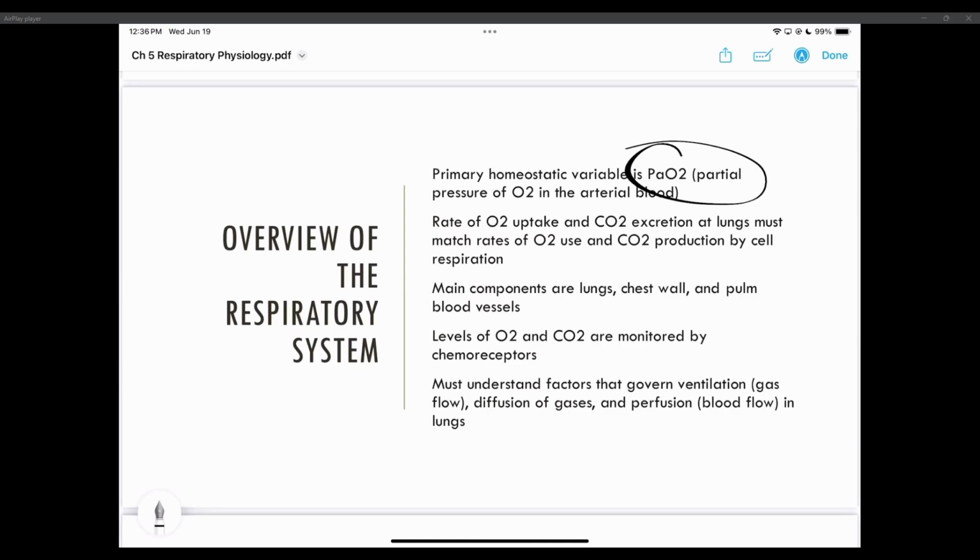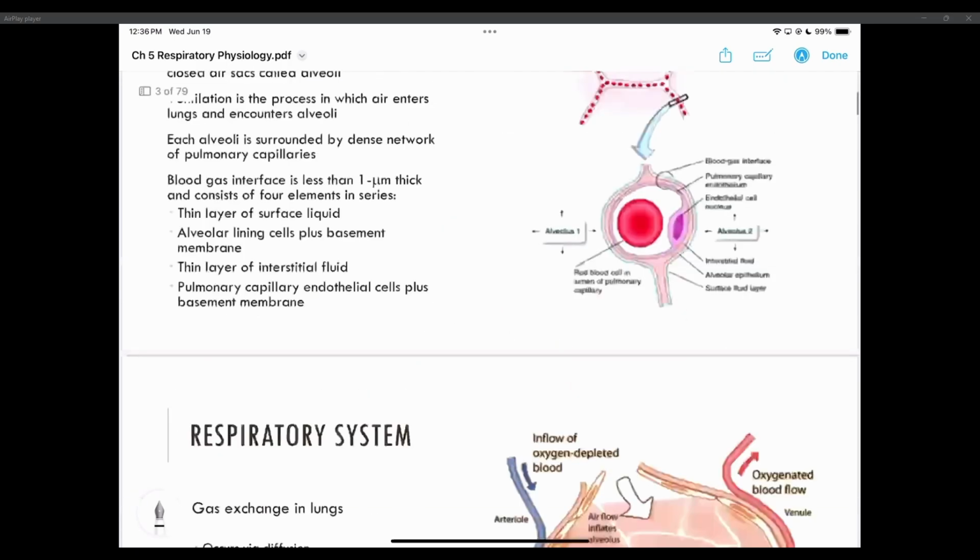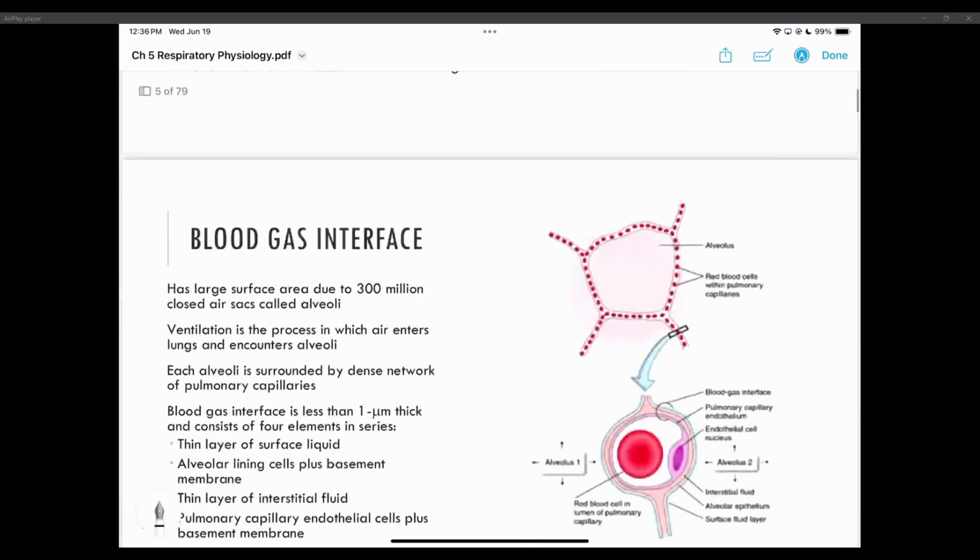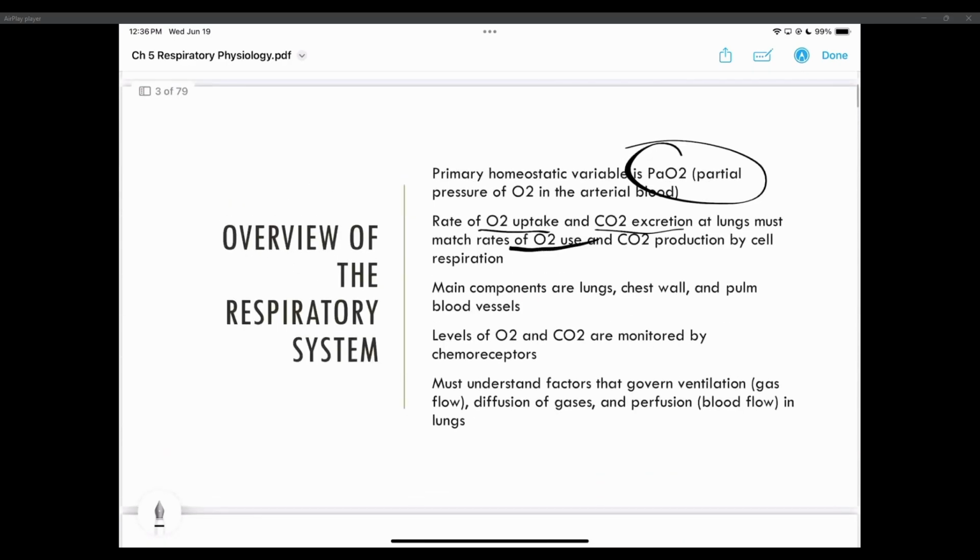The rate of O2 uptake in the lungs and CO2 excretion must match the rates of O2 use and CO2 production. So whatever you create or use, we have to match whatever we supply and get rid of. Main components: lungs, chest wall, and our pulmonary blood vessels. We have chemoreceptors, and their job is to sense what the concentrations of our oxygen and CO2 are.